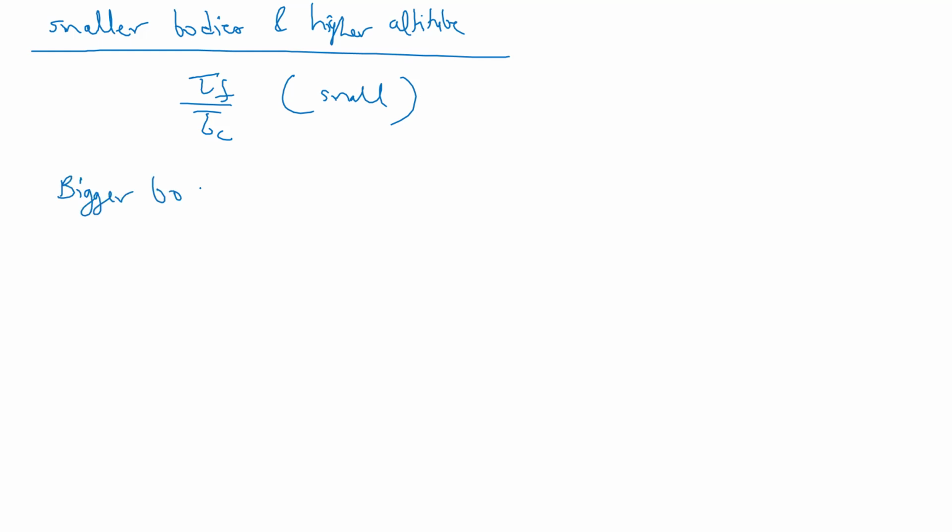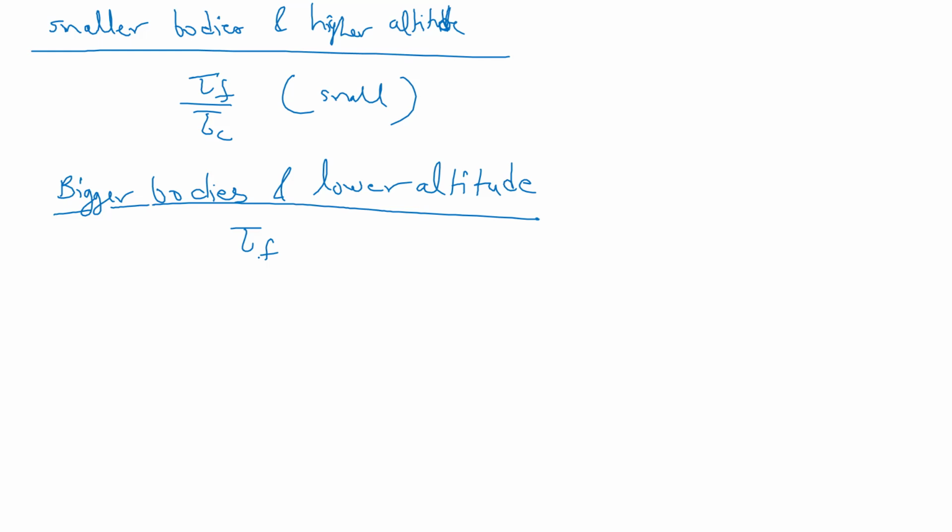For bigger bodies and lower altitude. Sorry, this is altitude. Tau f and tau c. For bigger bodies, tau f will be high because of the characteristic length, and tau c at a lower altitude, density will be higher compared to higher altitude. So it will have high collision frequency, so tau c will be lower. So tau f and tau c will be large for this case.